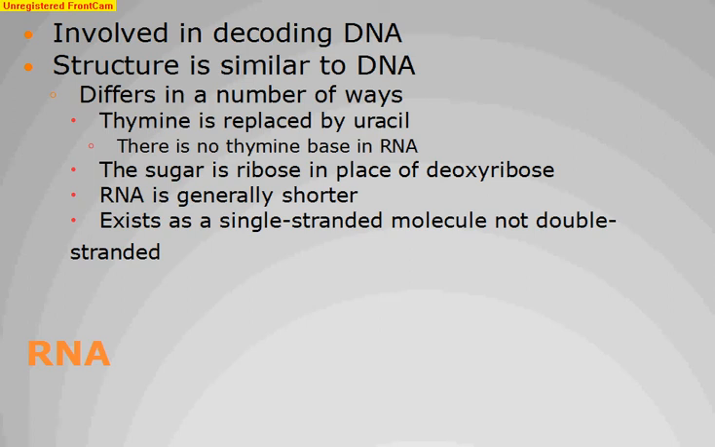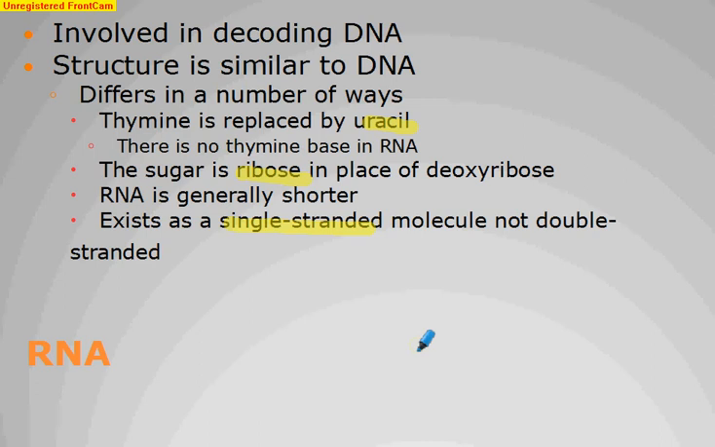is different in that it contains uracil instead of thymine. RNA contains ribose as its sugar, and it is a single-stranded molecule. Those are the big differences between DNA and RNA. RNA is used in the process of protein synthesis.